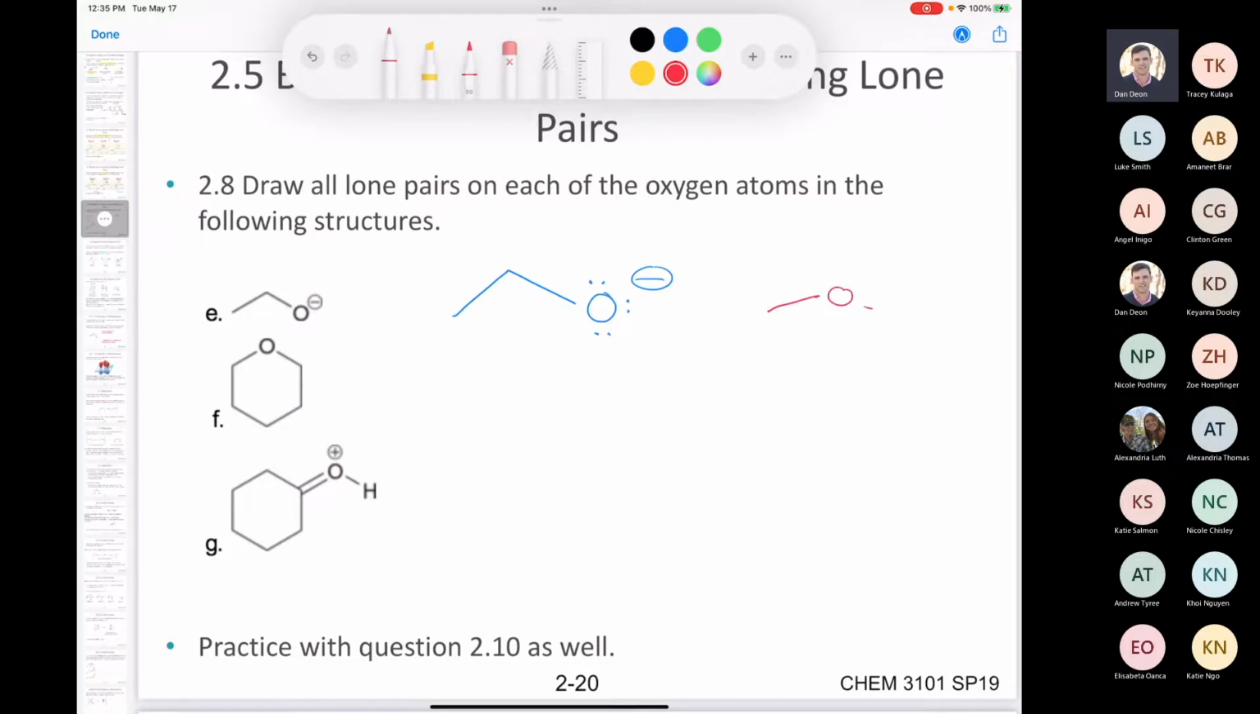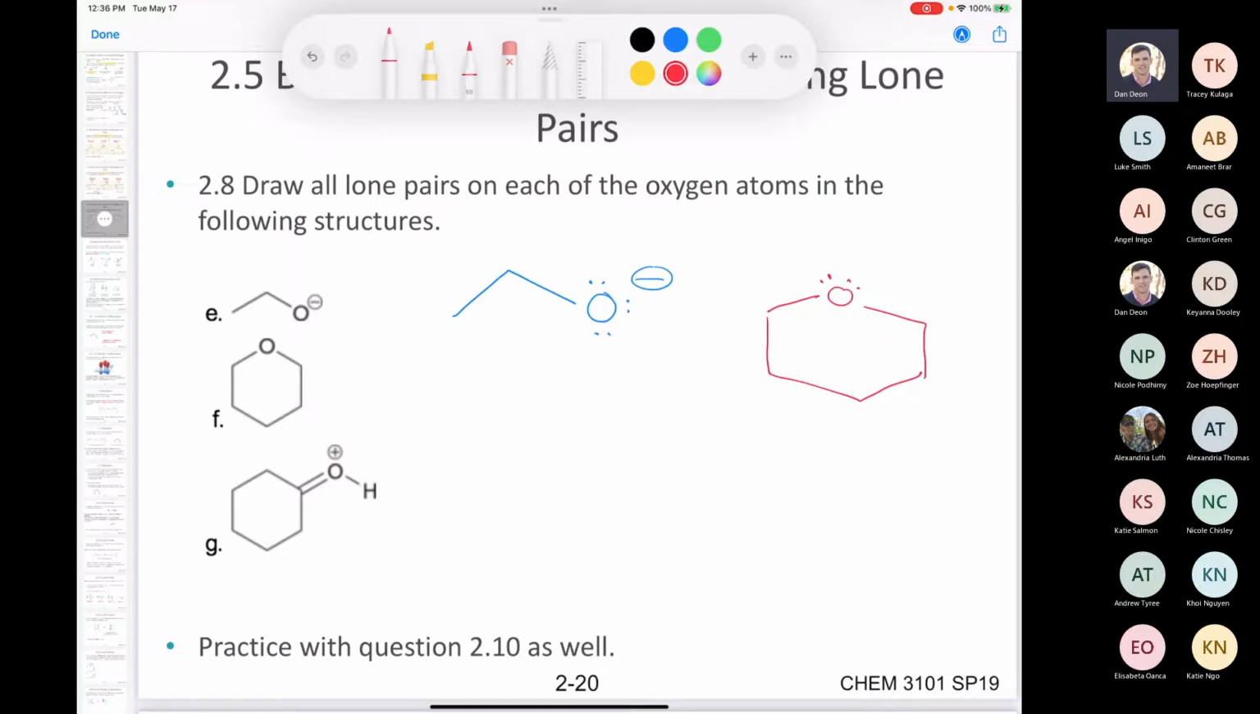I'll draw it over here, make it a little bit bigger. What about that oxygen? How many lone pairs is it missing? It's neutral. It has no charge. It's got 2 bonds. Therefore, it must have how many lone pairs? Exactly. Yes. 2 bonds, 2 lone pairs.